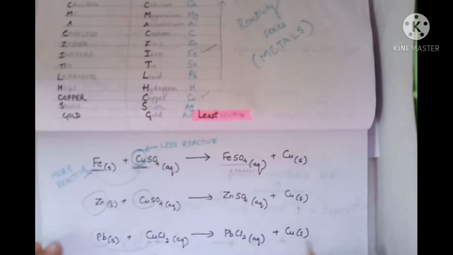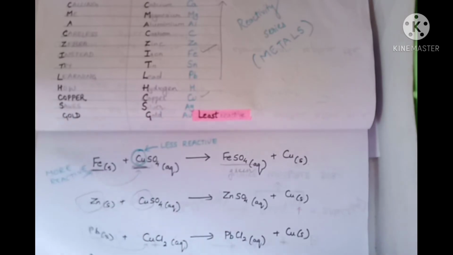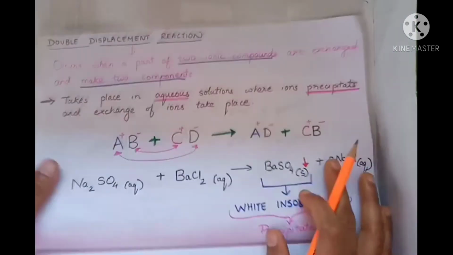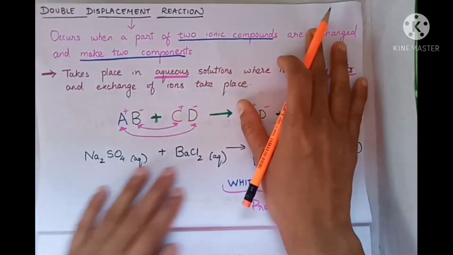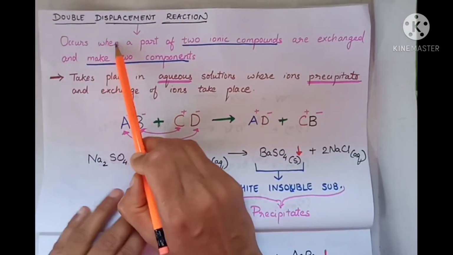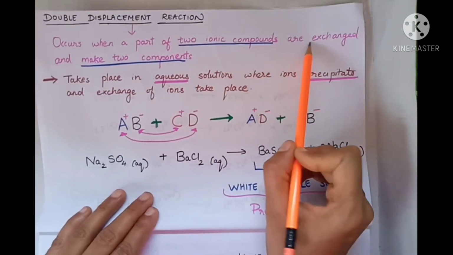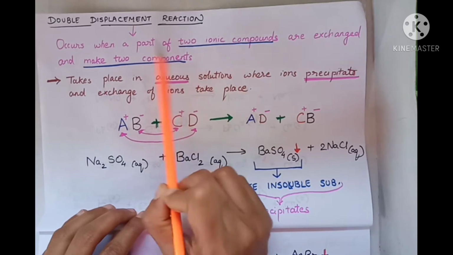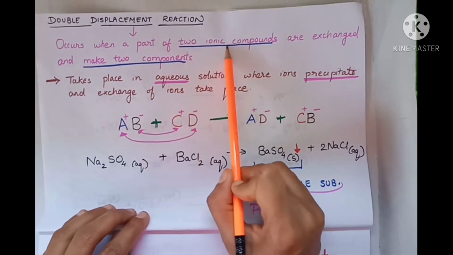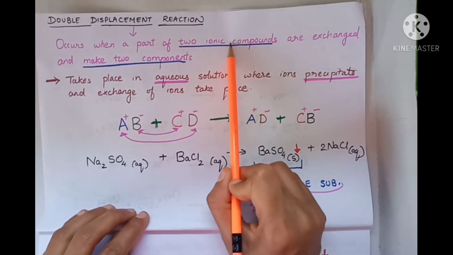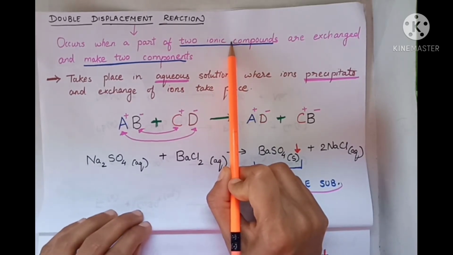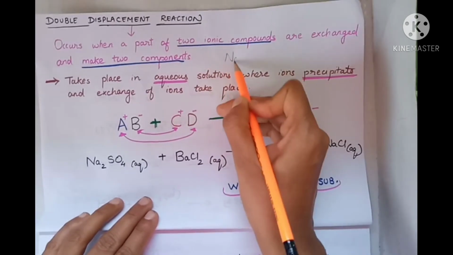Here we complete our displacement reaction, and now we go with the double displacement reaction. The word double means something twice happens here. Okay, it occurs when a part of two ionic compounds are exchanged and make two components. We can just say the simple example of ionic compound is sodium chloride, NaCl.